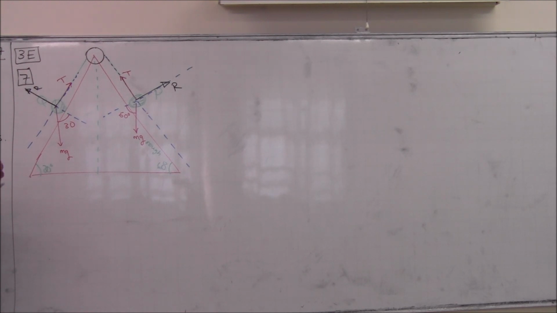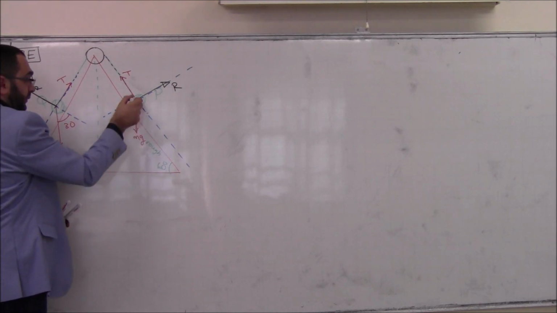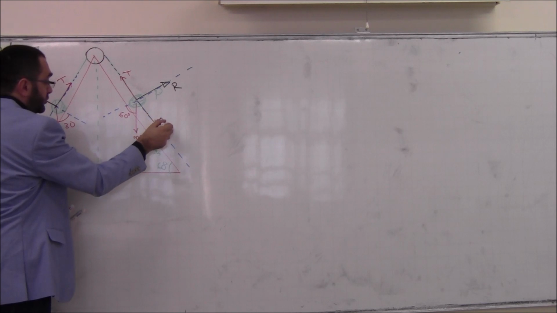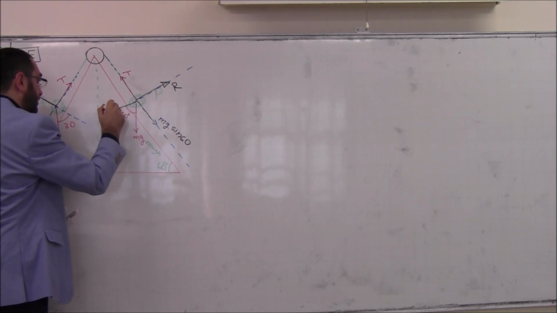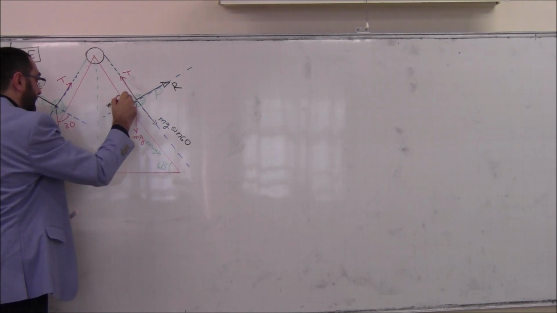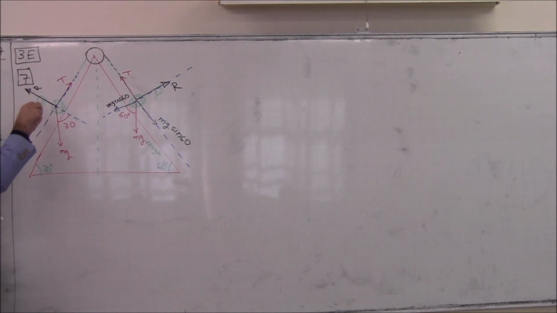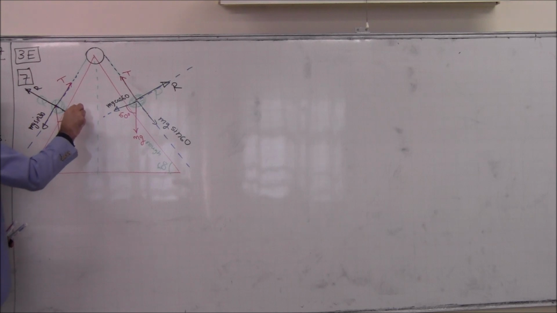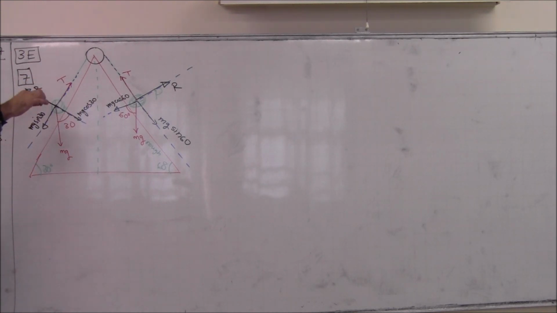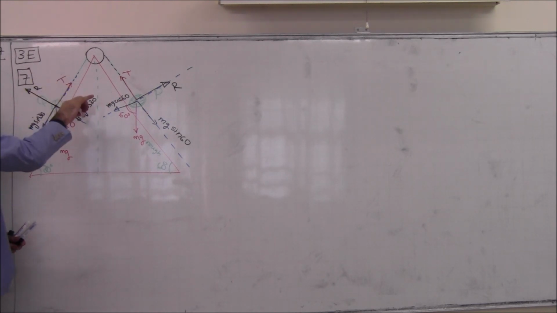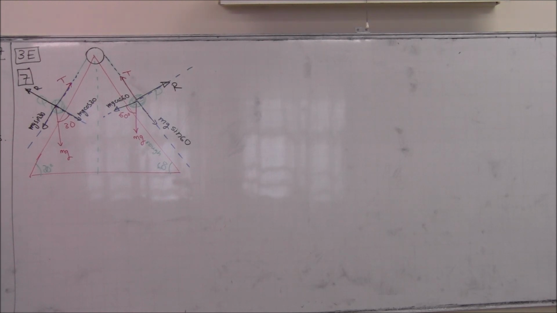The first thing that I will do is resolve the weights. Here we have mg sine 60, and here mg cosine 60. Just a minute. Here, mg sine 30 and mg cosine 30. Always, in the inclined plane, down the plane we have mg sine theta, and perpendicular to the plane mg cosine theta.